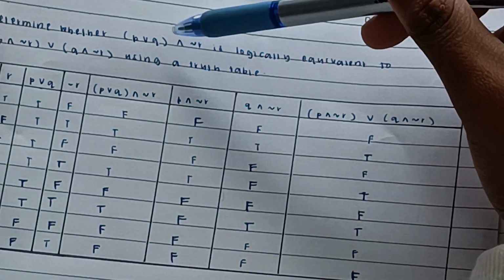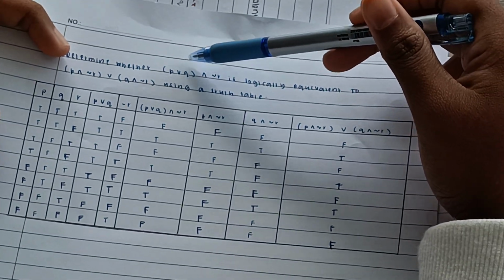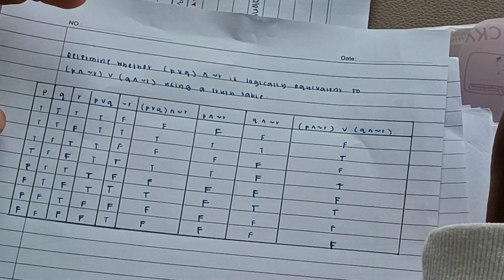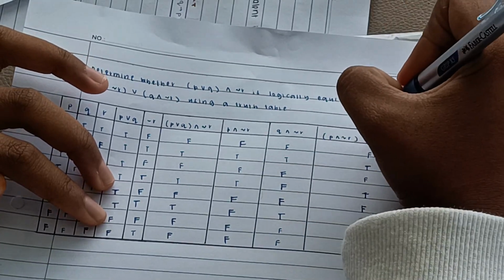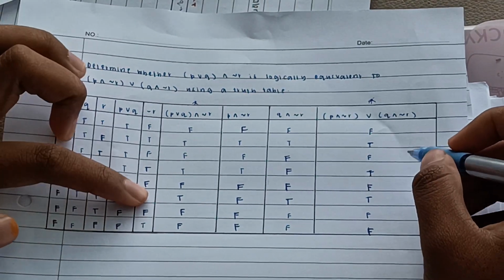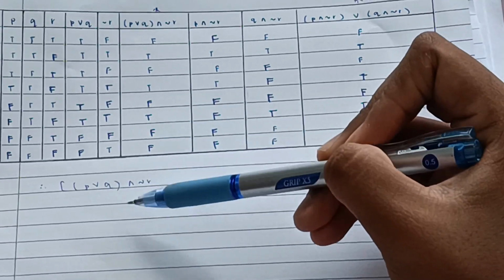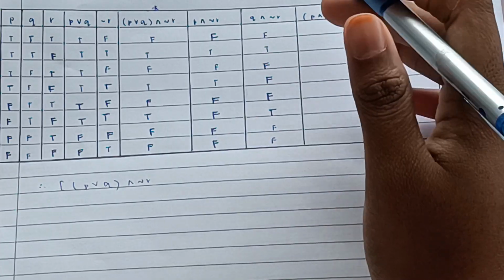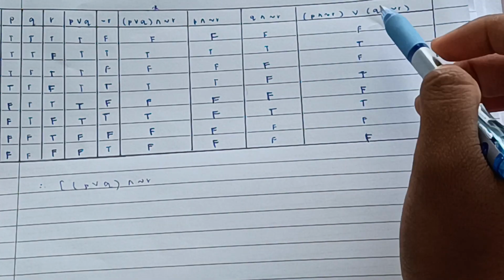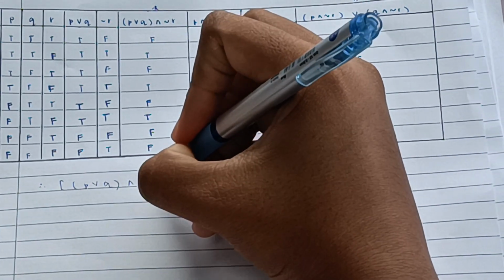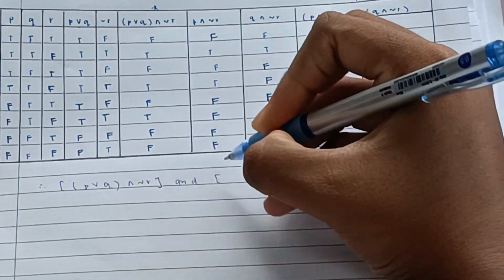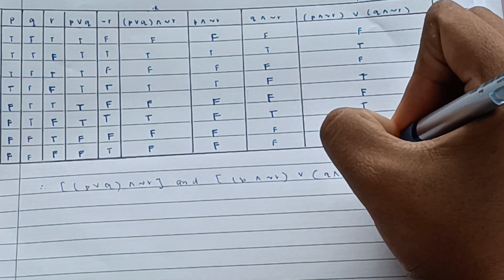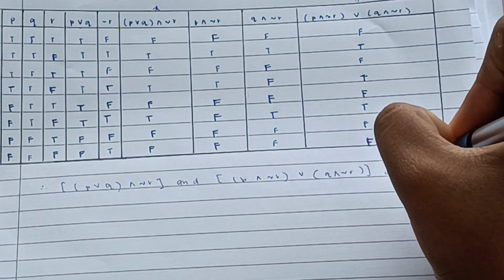So we need to see if (P or Q) and not R is logically equivalent to (P and not R) or (Q and not R) using a truth table. These two have the same truth value, so we have the final answer. In conclusion, (P or Q) and not R has the same truth value as (P and not R) or (Q and not R); they are identical.